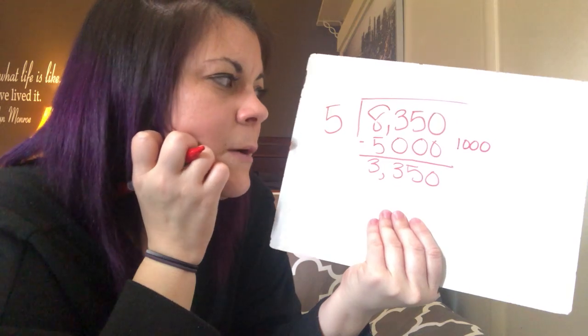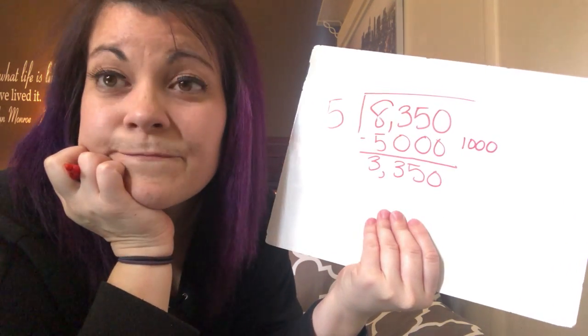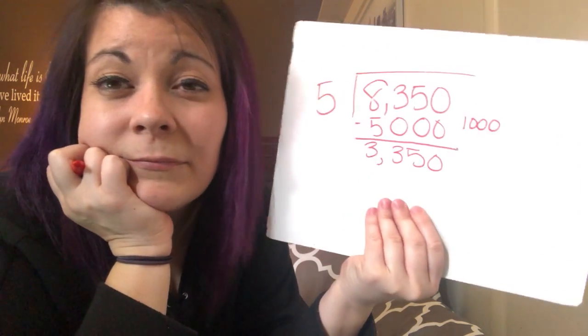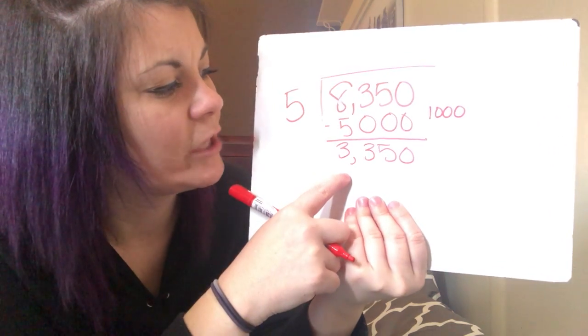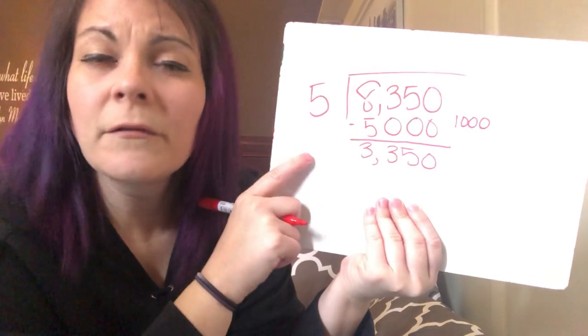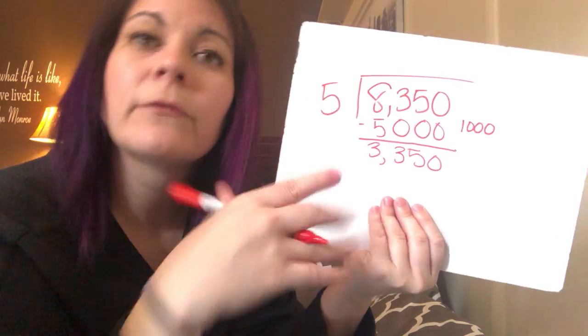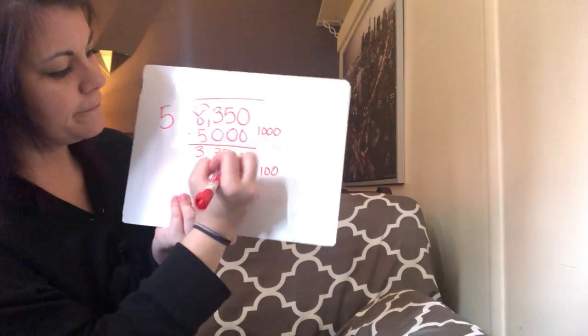3,350. Well, I know I can't do 1,000 again because 5 times 1,000 is 5,000, and I don't have that much left. I only have 3,000. So let's do it by 100s now. Let's go down a power of 10. So we'll say it goes in 100 times. Well, 5 times 100 is 500.